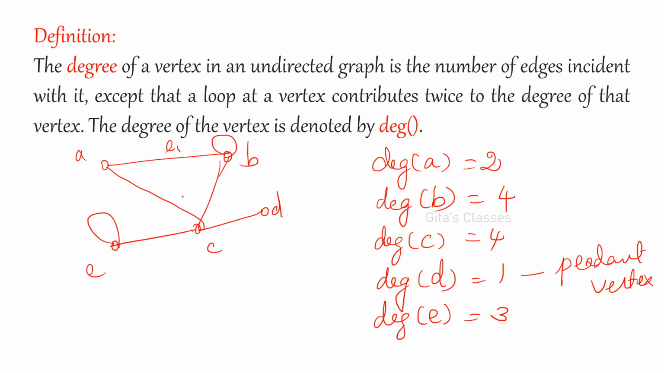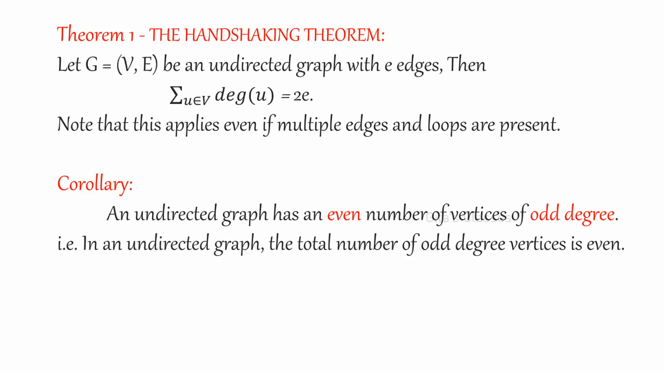See here, if you consider E1, E2, E3, E4, E5, E6, E7. So if you add all these, how many edges are there? 7 edges. 2, 4, 10, 14, right? So if you add all the degrees, it will be twice the number of edges. Why is it so? Because every edge contributes 1 degree to each of its two vertices. That's why it is twice the number of edges.